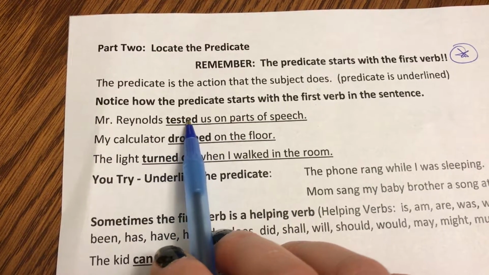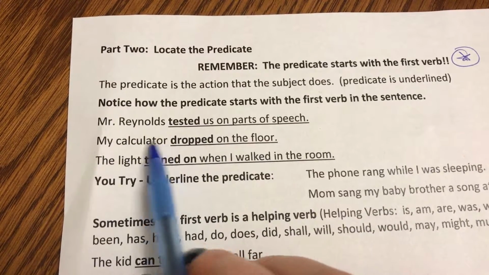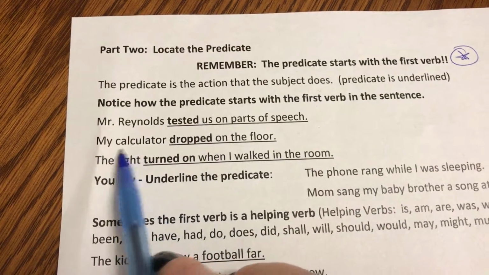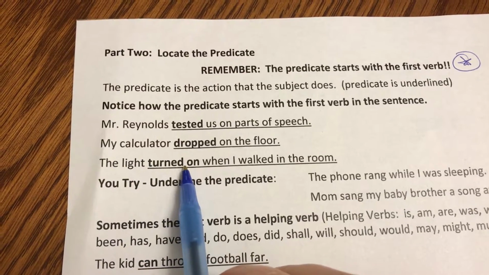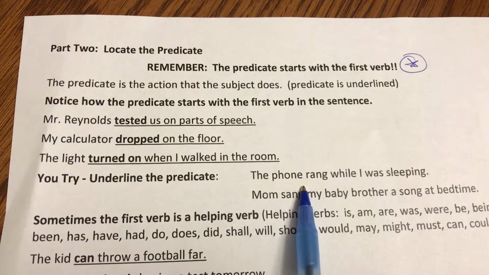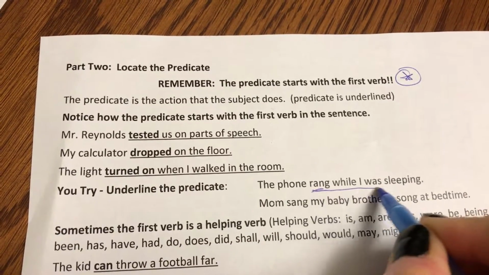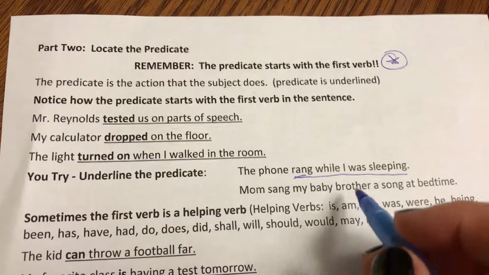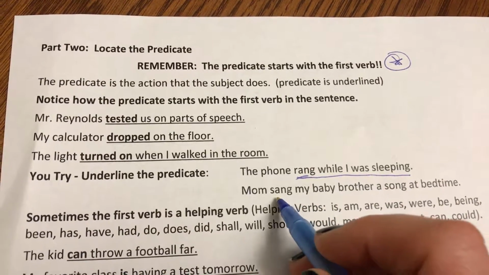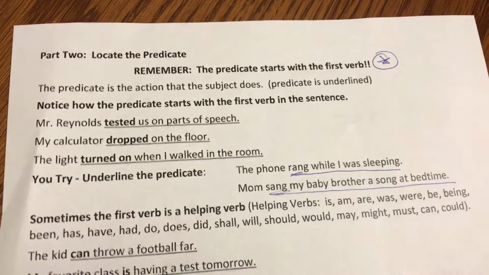So Mr. Reynolds tested us. What did he do? He tested us. My calculator. What about it? It dropped on the floor. What happened with the light? It turned on. So let's try underlining it. The phone rang while I was sleeping. What did the phone do? It rang while I was sleeping. Mom sang my baby brother a song. What did Mom do? She sang my baby brother a song at bedtime.